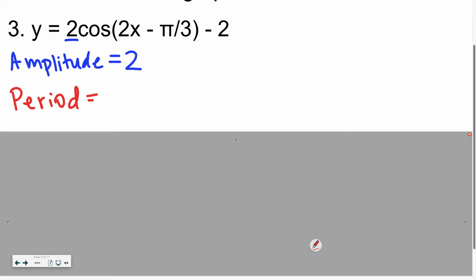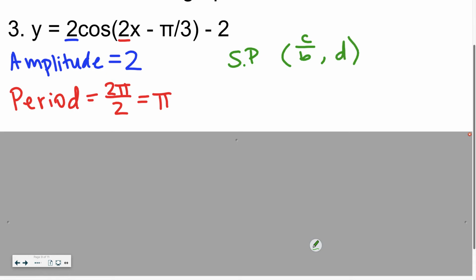Mia, how do we calculate the period? All right, so we're going to take 2 pi divided by B, and since B is 2, we're going to take 2 pi divided by 2. So our period is pi. Now, for our starting point. Madeline, what did we write down for our starting point, like in general? C over B and then D. C over B, comma D.